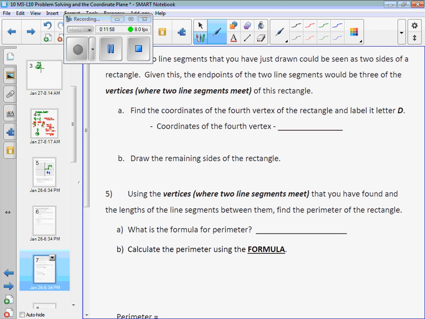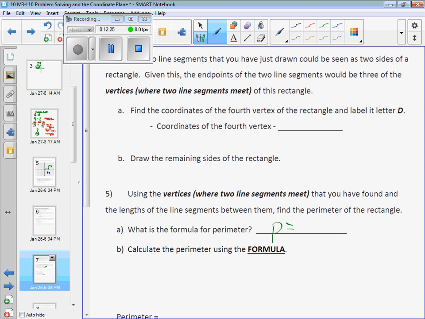What is the formula for the perimeter of a rectangle? Crickets. I'll get you started. Perimeter equals, no, it's not. Length times width is your area. No, that's volume. Ben. Length plus width plus height.